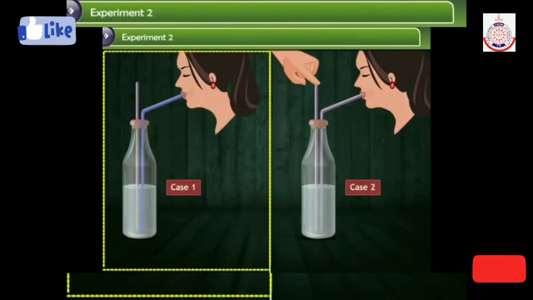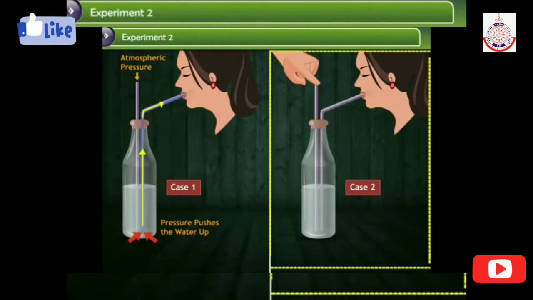In the first case, when you sip water, the atmospheric pressure becomes lower. It pushes the surface of the water. Since pressure is transmitted equally in all directions, it will push the water up the straw and into the mouth.